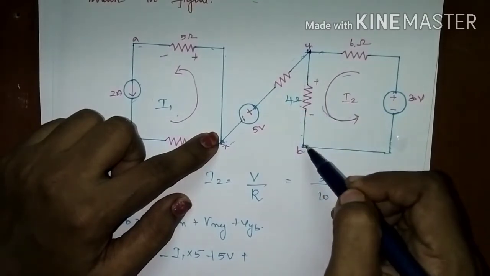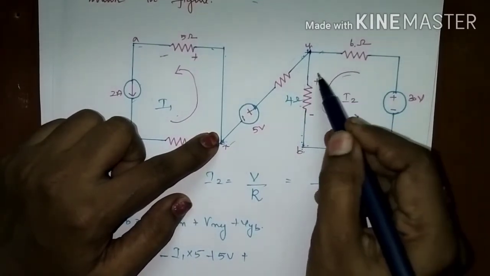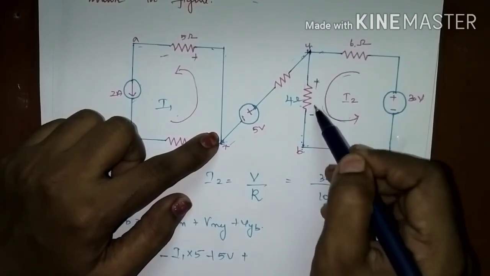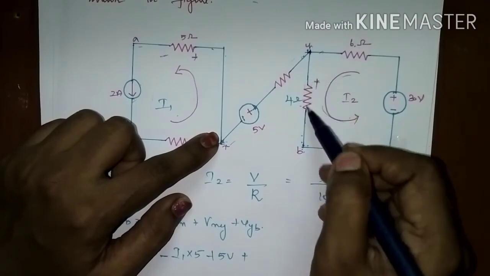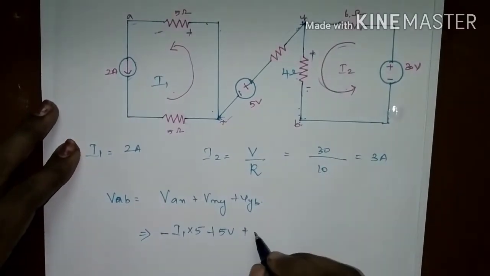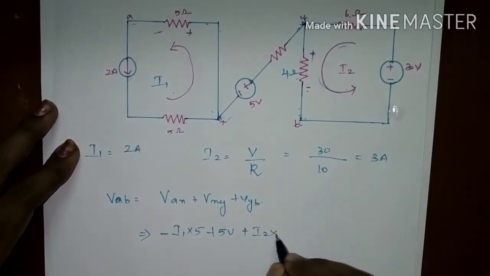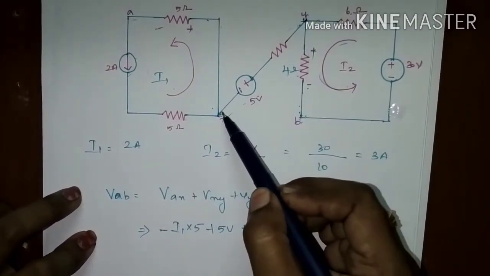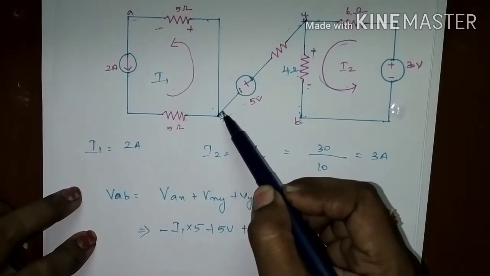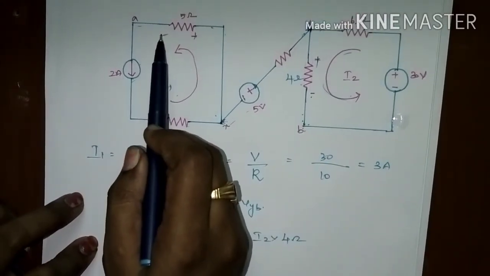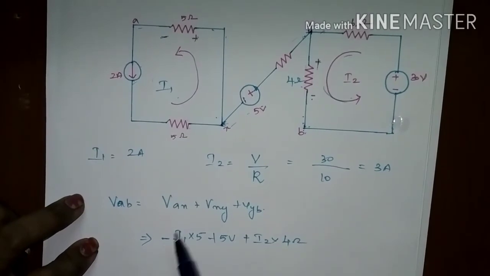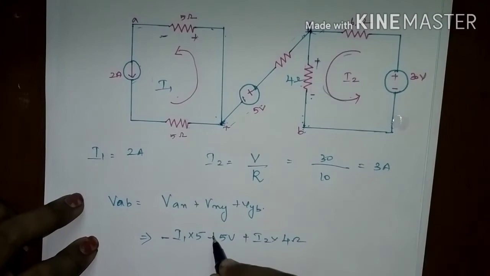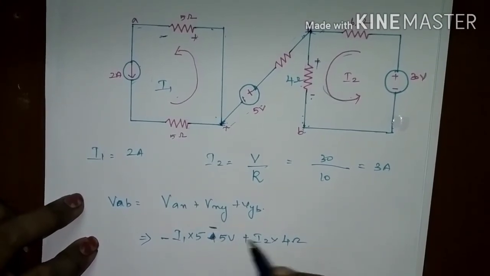Here you are finding the voltage drop in this direction only, and the voltage drop present in the resistance here, plus to minus in this direction, potential fall, is positive of I2 into 4 ohms. Here I have missed one thing: the 5 volt is a potential rise. I have mentioned this minus to positive as a negative value. So here the 5 volt is also a potential rise, so mention that as a negative value, minus 5 volt.